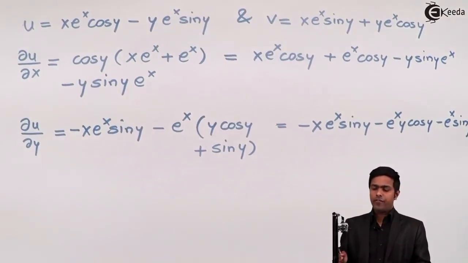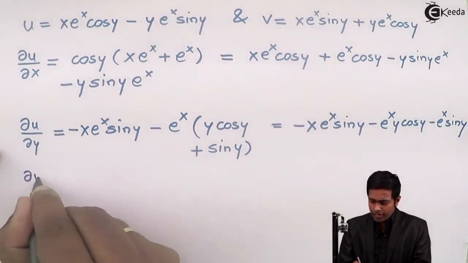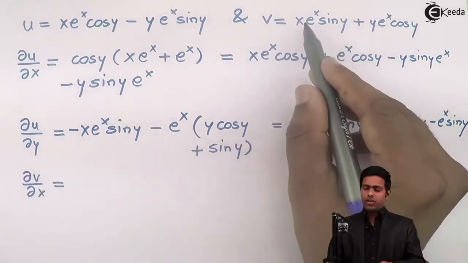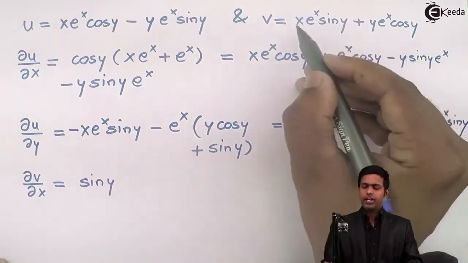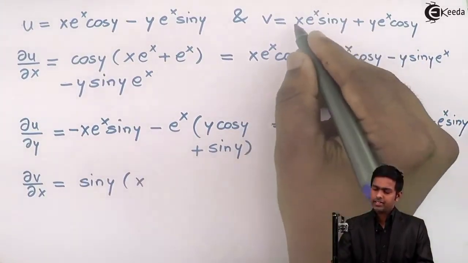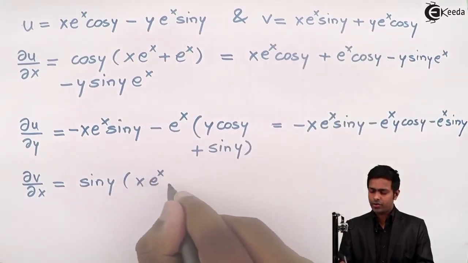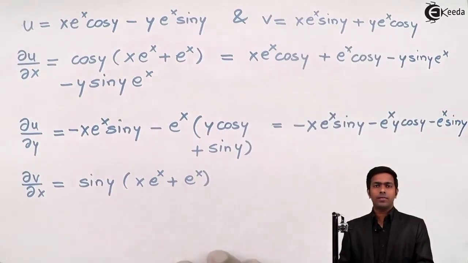Now let's differentiate v with respect to x and y. So we will get dou v by dou x as, here sin y is constant, so outside, the derivative of x e raised to x by the product rule will be x as it is, the derivative of e raised to x is e raised to x, plus e raised to x as it is, and the derivative of x is 1.